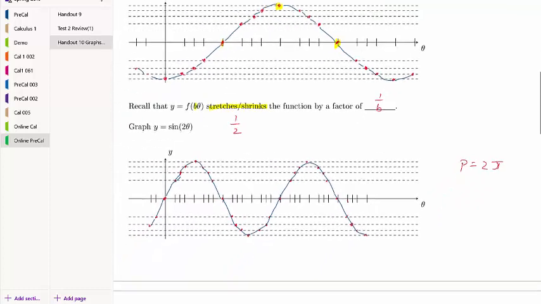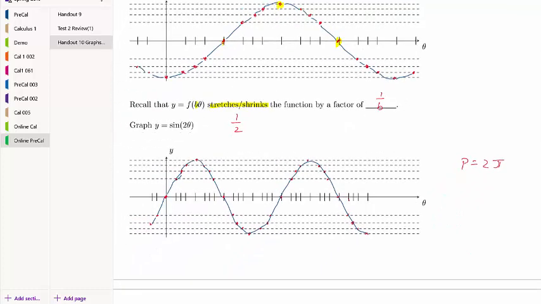Note that down here the period happens a little bit more quickly. We've got this B factor right here. Notice how the period, which is a measure of the length along here, actually got shortened. To calculate the period length in general, you have 2 pi divided by b, where b is always that number in front of theta right there.